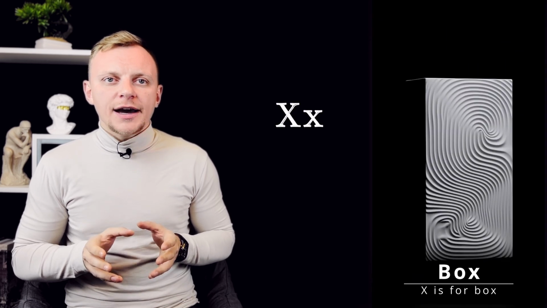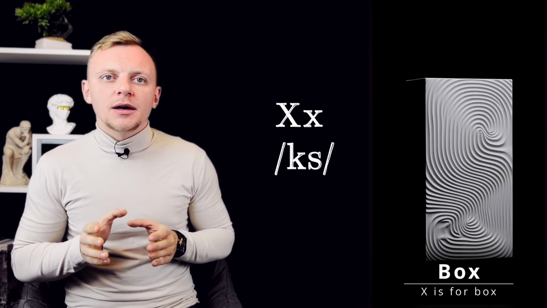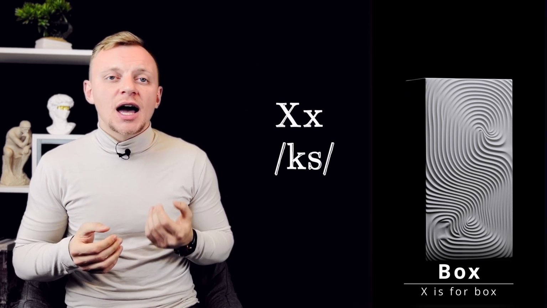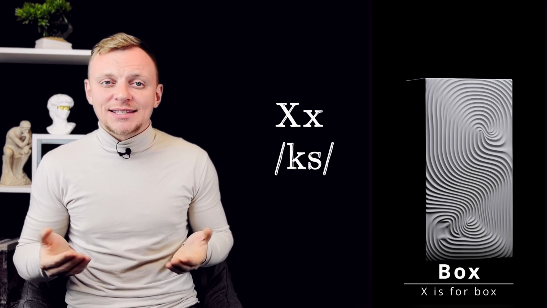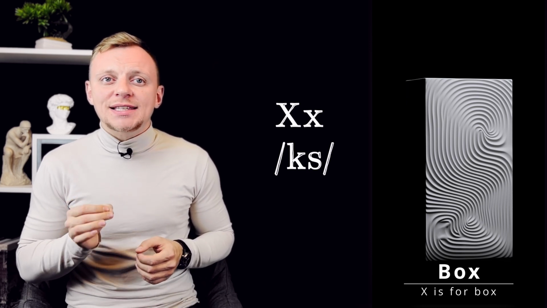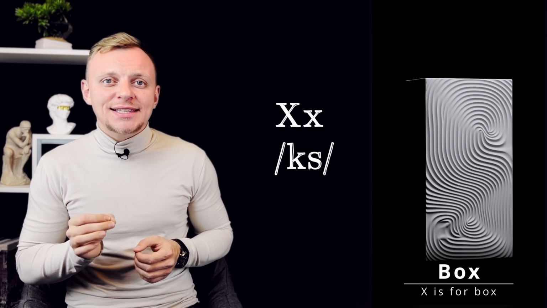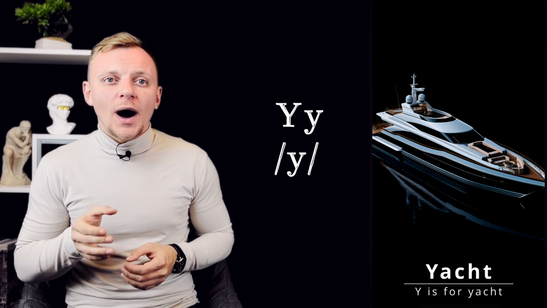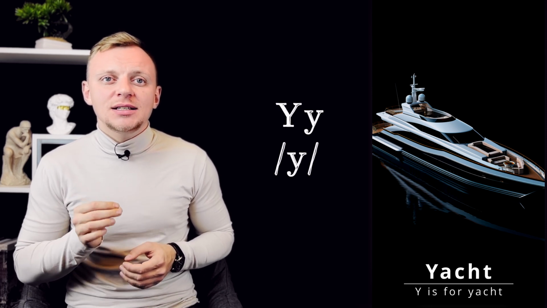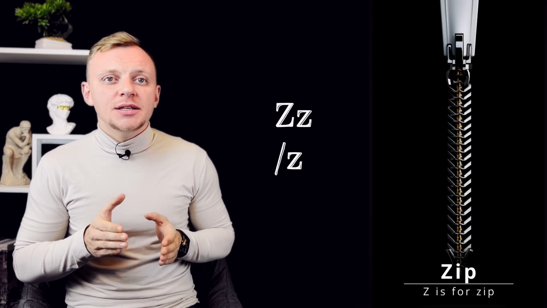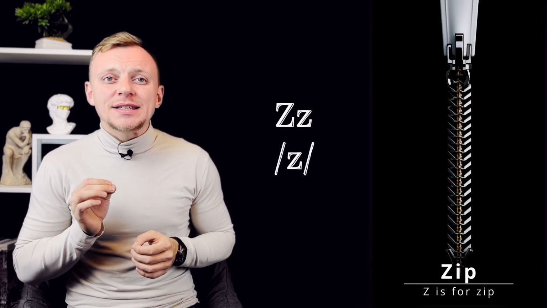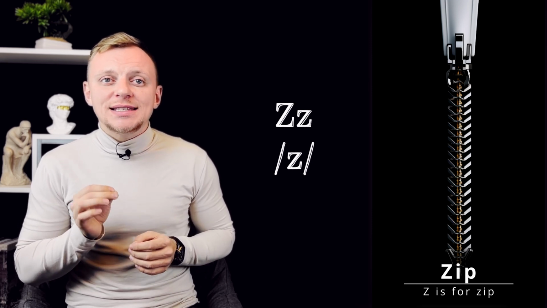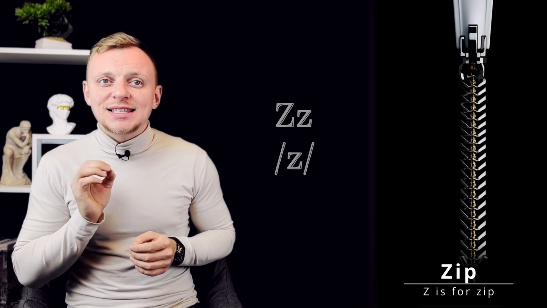Wolf. X sounds X, like a combination of sounds that the letters K and S represent. X, box. Y sounds Y. Yacht. Z sounds Z, like a sound that bees make, right? Z, z, z. Zip.